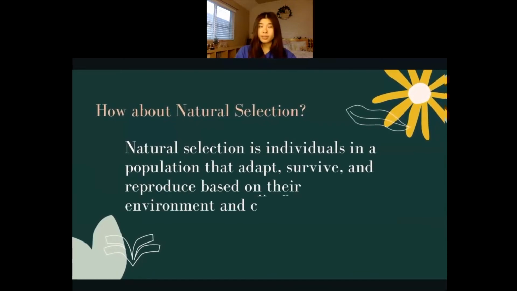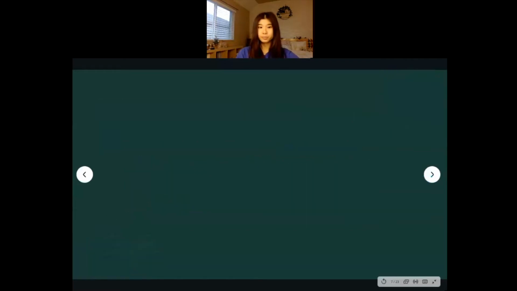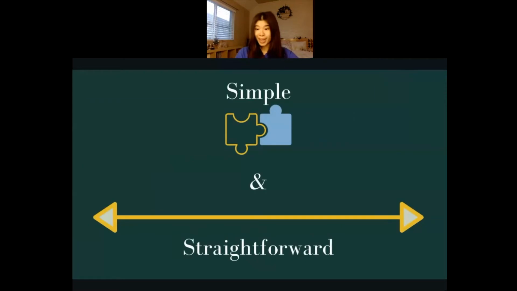It's based on the environmental conditions and the characteristics of these animals. They're based on the population's ability to adapt, survive, and reproduce, which of course is controlled by the environment and is very different from the artificial selection processes. And not to mention that natural selection is quite simple and straightforward because it's just nature.